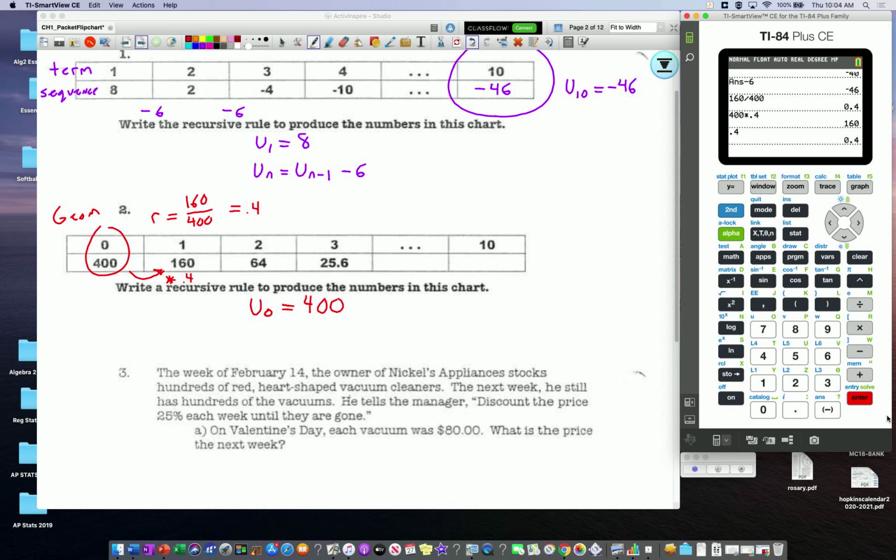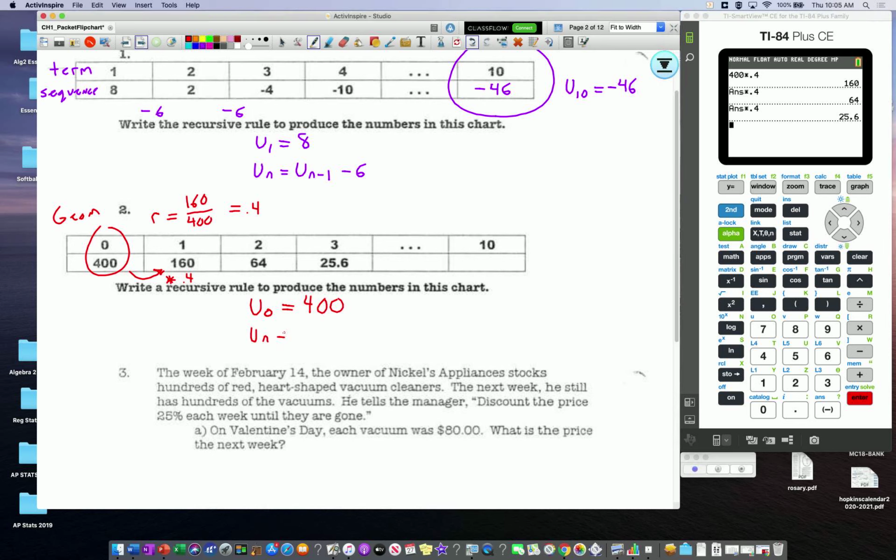Whoops. I'm going to start over there for a second. Sometimes it does that to me. It drives me crazy, so you'll see that a little bit in my notes. 160 times 0.4, 64, so that's matching up, times 0.4, so I could have actually hit enter again. So I'm starting to match up here. So I can write u sub n equals u sub n minus 1, and I simply write the mathematical operation times 0.4.